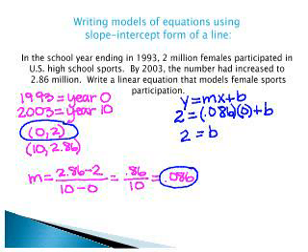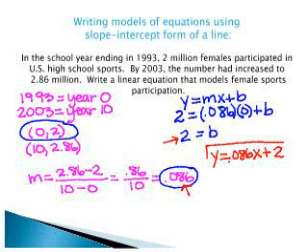Now I can replace y equals, here's my slope again, 0.086x plus the b from right here. And there is my linear equation.